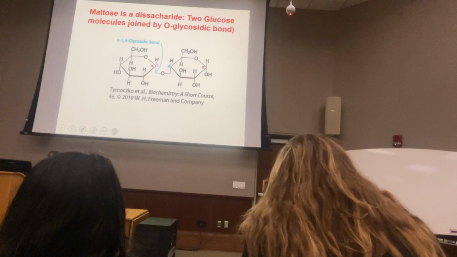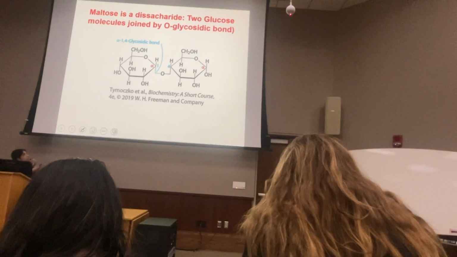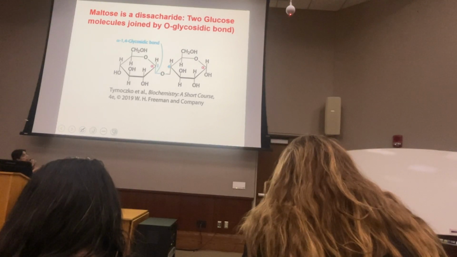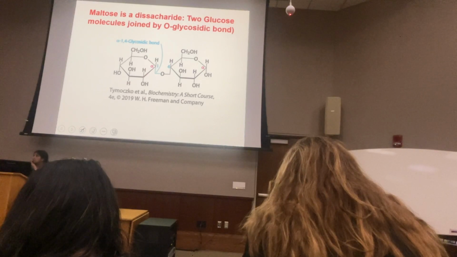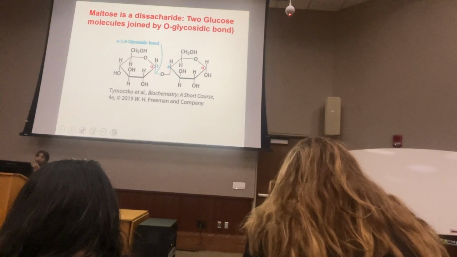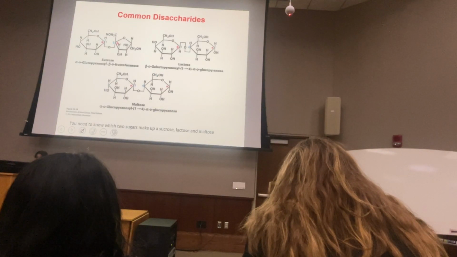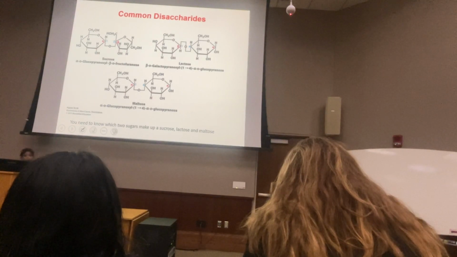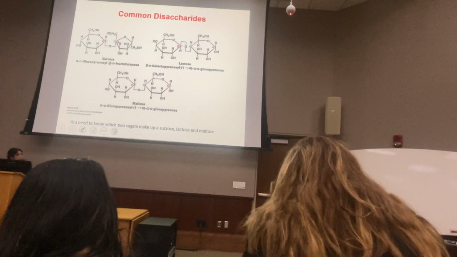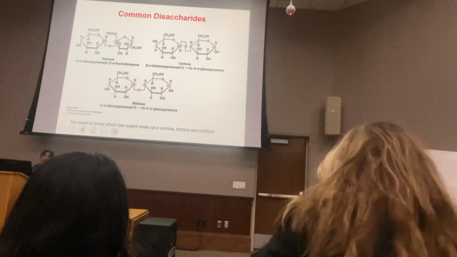So this bond is an alpha 1,4. Why is it called an alpha 1,4? Because the link is between carbon 1 and carbon 4. That's where the name comes from, alpha 1,4 glycosidic bond. So you've got O-glycosidic bonds and you've got N-glycosidic bonds as well. These common disaccharides you need to know, all three of them. You need to know which two sugars make up sucrose, lactose, and maltose.